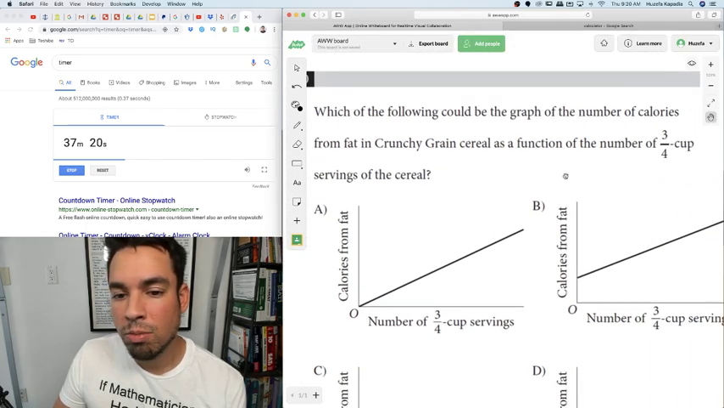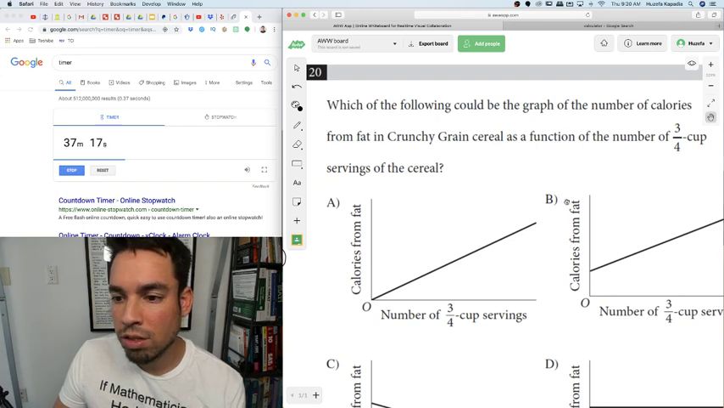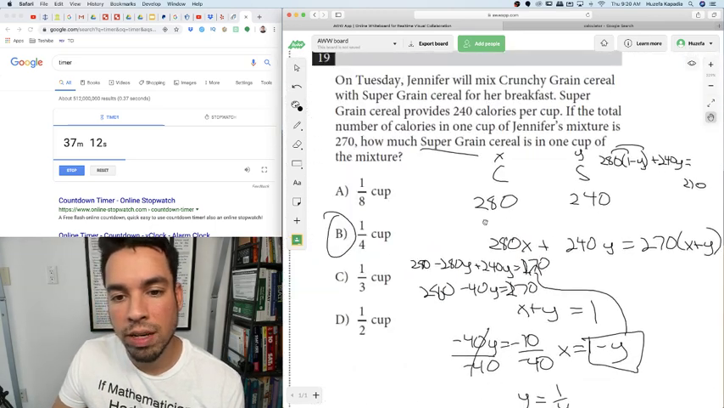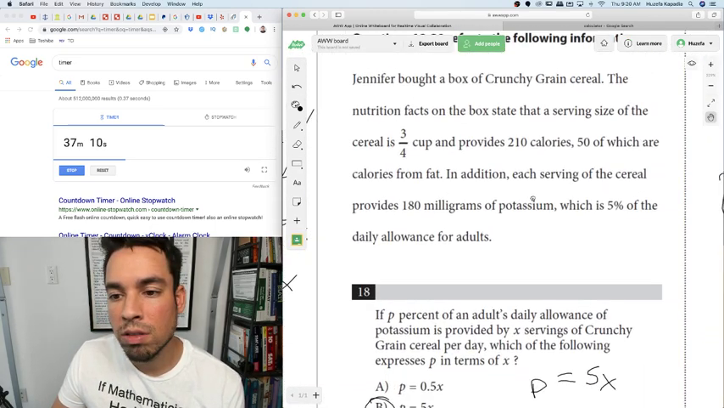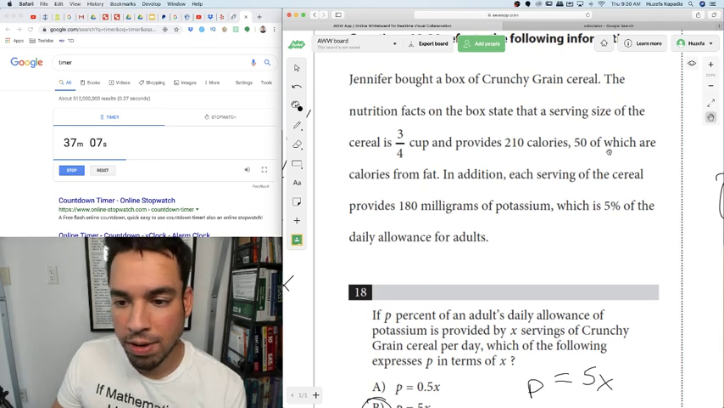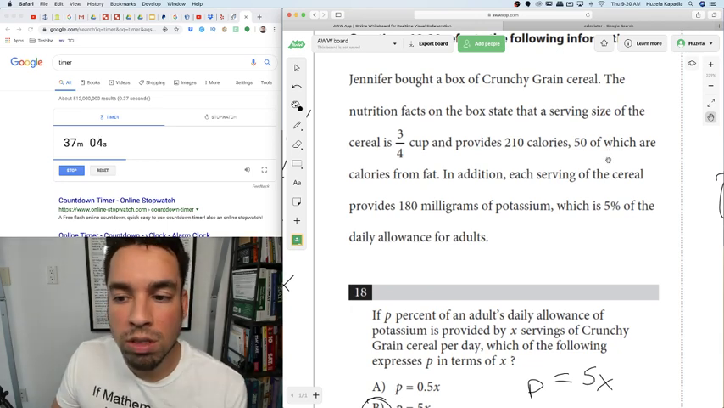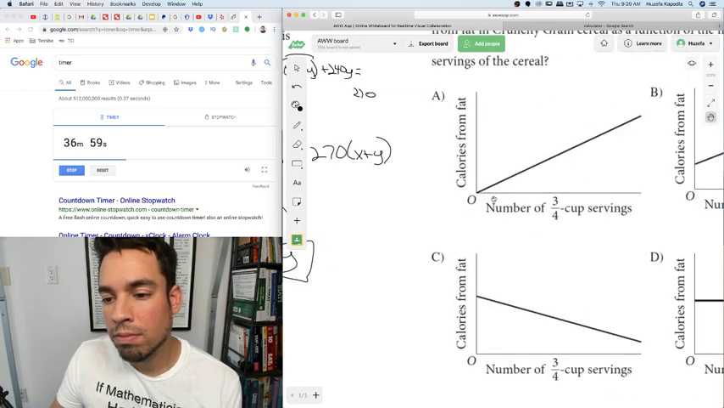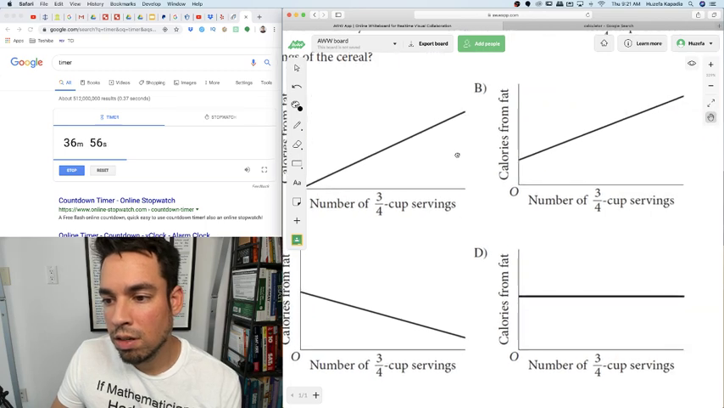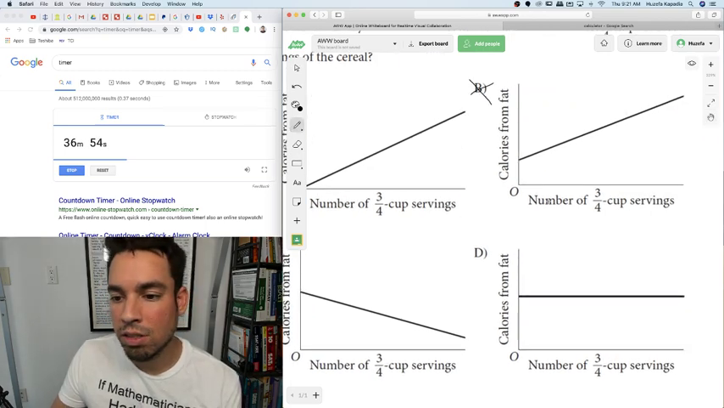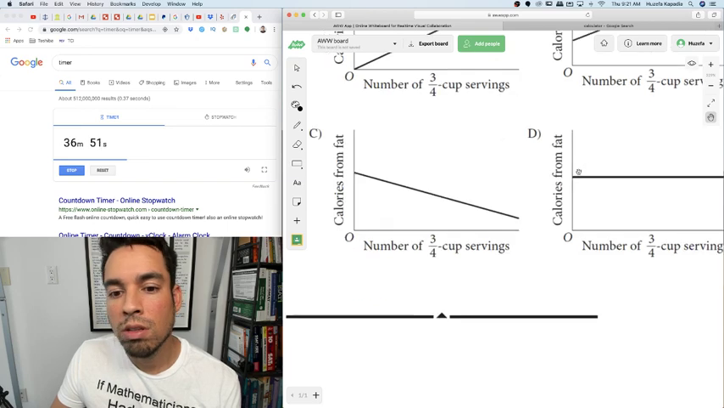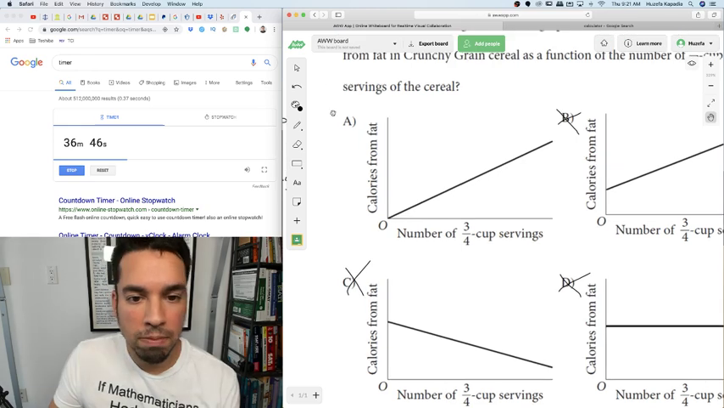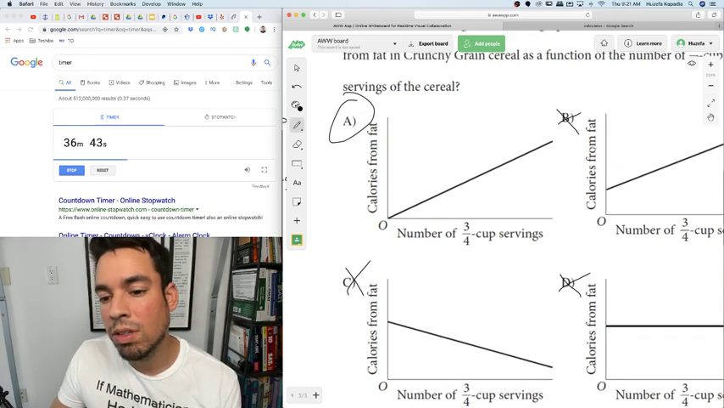Which of the following could be the graph of the number of calories from fat in Crunchy Grain cereal as a function of the number of 3/4 cups of serving? Okay. Let's see how much fat was in it. 50 of which are fat. So every 3/4 cups, we're getting 50 fat calories. This makes sense. This does not. Why would you be getting fat at like 0? This makes no sense. It's going down. This makes no sense. It's A, because it's going to go up 50, 50, 50, right?